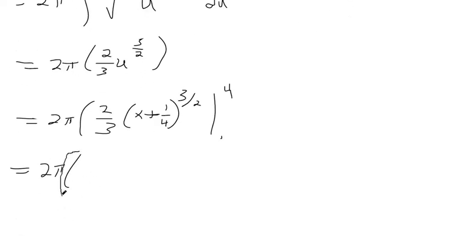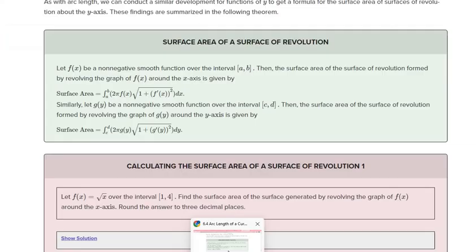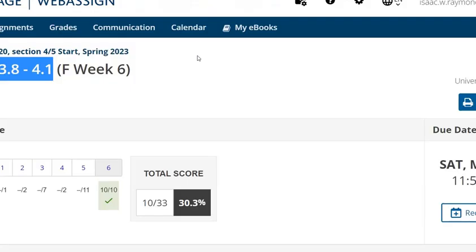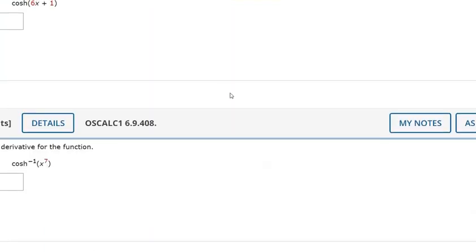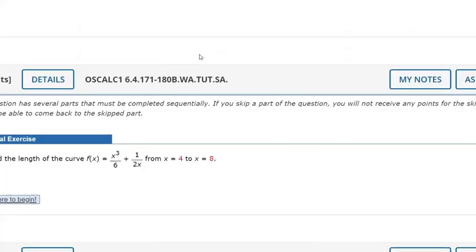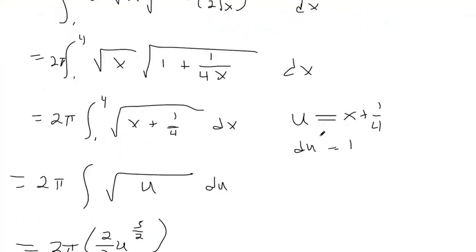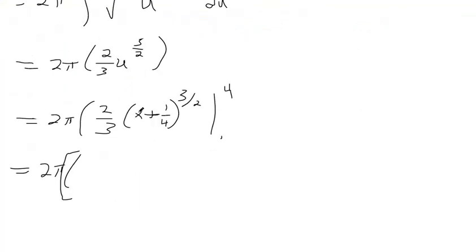Okay, so if I plug in the upper limit of integration, 4, that's 4 plus 1/4, so that's 16 over 4 plus 1 over 4, so that's 17 over 4. Oh, they probably don't want me to round, do they? What question is this? I think this is question 9. No, they want the exact answer, so that's going to make it take a little longer, but we can do that. So we plugged in 4, that got 17 over 4.